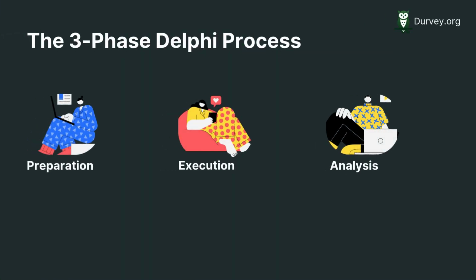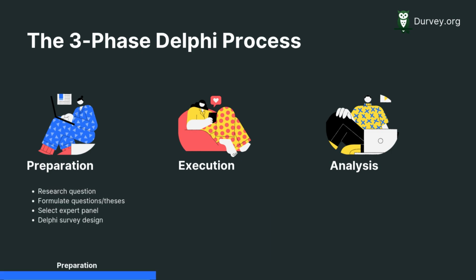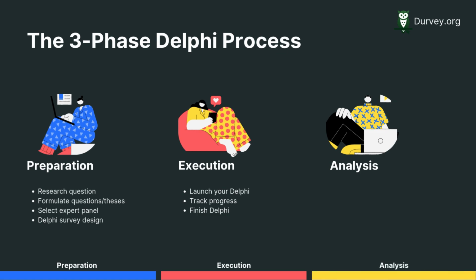The Delphi method can be structured in three key phases. Phase 1, Preparation. Define your research question, formulate questions or theses, select your expert panel, and design your Delphi survey. Phase 2, Execution. Set up your study in dervy.org. Launch your Delphi. Monitor progress in real time and let your Delphi finish. Phase 3, Analysis. Identify consensus and key divergences. Access visualized results instantly and export clean data for reporting and publication.